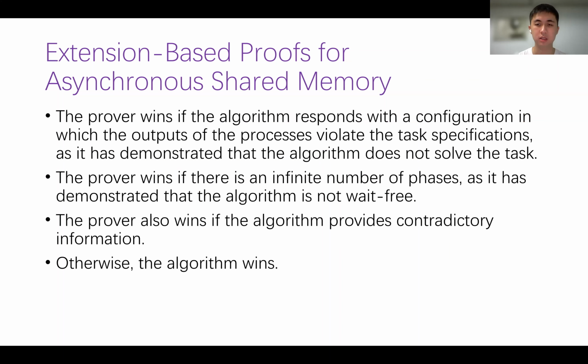During the interaction, the prover wins when it can show the algorithm is incorrect. Specifically, the prover wins if the algorithm responds with a configuration in which the outputs of processes violate the task specifications, as it has demonstrated that the algorithm does not solve the task. The prover wins if there is an infinite number of phases, as it has demonstrated that the algorithm is not wait-free. The prover also wins if the algorithm provides contradictory information. Otherwise, the algorithm wins.